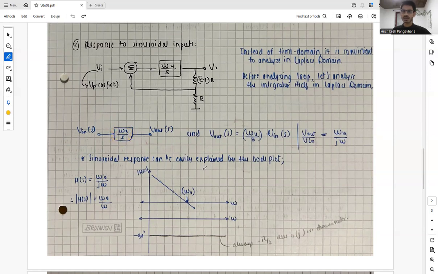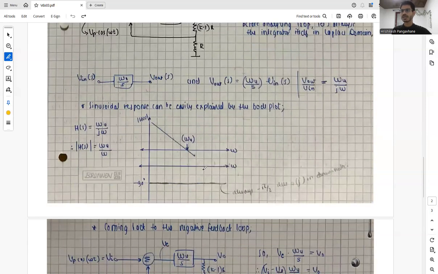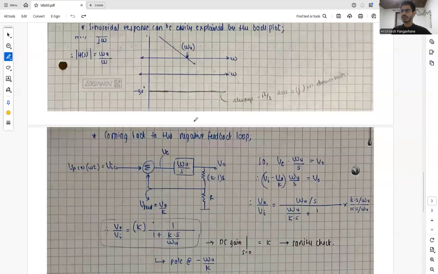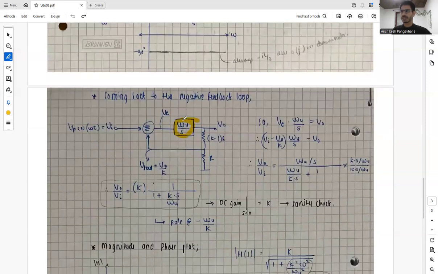And based upon these outcomes, we will come back to the negative feedback loop, and we will place our integrator in the negative feedback loop. So now we have an input of Vp cos omega t, and so we have Ve as the input to our integrator, and we know that Ve times our integrator gives our output, and Ve is nothing but Vi minus Vo by K. So this equation comes out to be this value, and we never write our equations in this format.